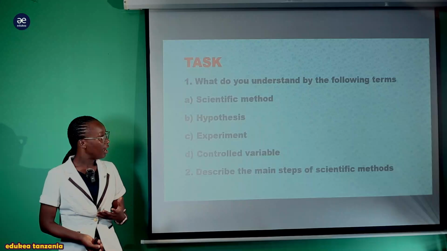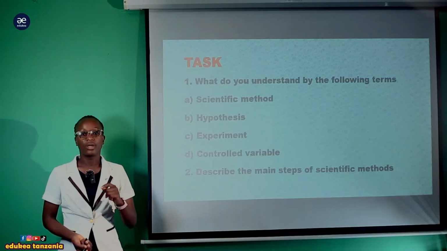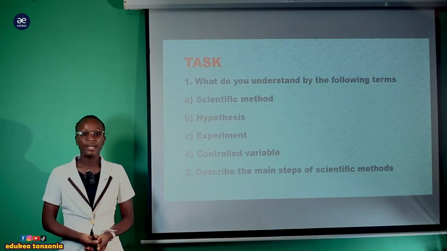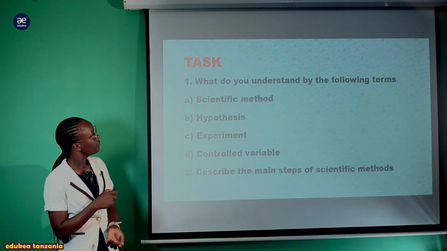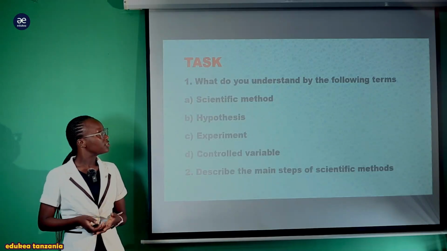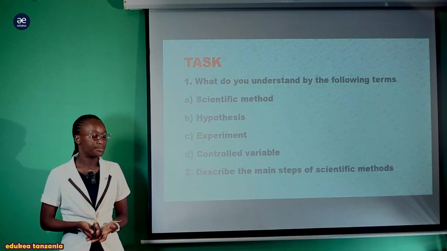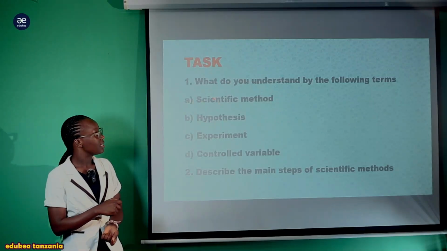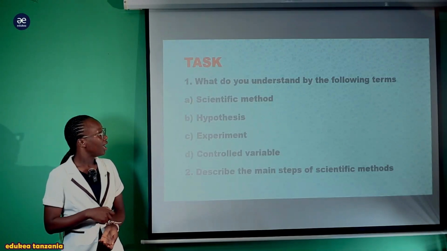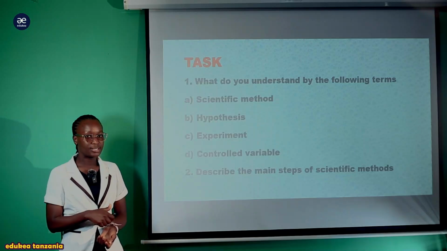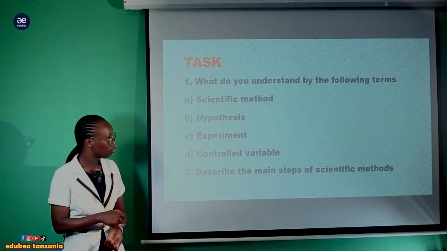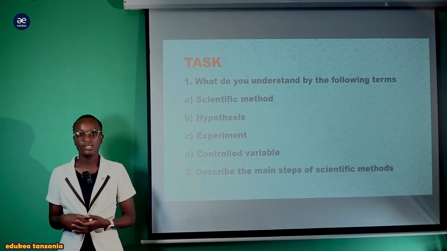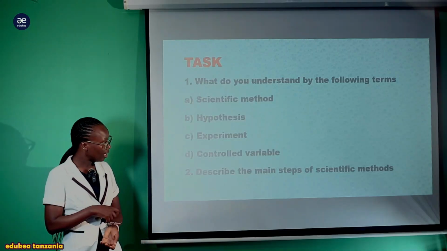The first question is, what do you understand by the following terms? The first is scientific method, another is hypothesis, another is experiment, another is controlled variable. This is the first question. Second question is, describe the main steps of scientific method. So, on your time, go and try.